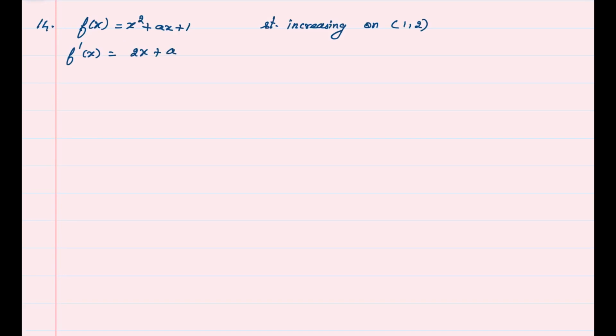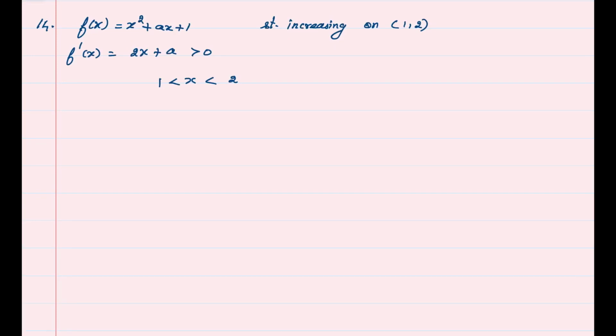Question 14. Find the least value of a such that the function f given by f of x equal to x square plus ax plus 1 is strictly increasing on the open interval 1 to 2. Let us write f dash of x, which is 2x plus a, and it should be greater than 0 for a strictly increasing function. And look at the domain. It is the open interval 1 to 2. So, x lies between 1 and 2.